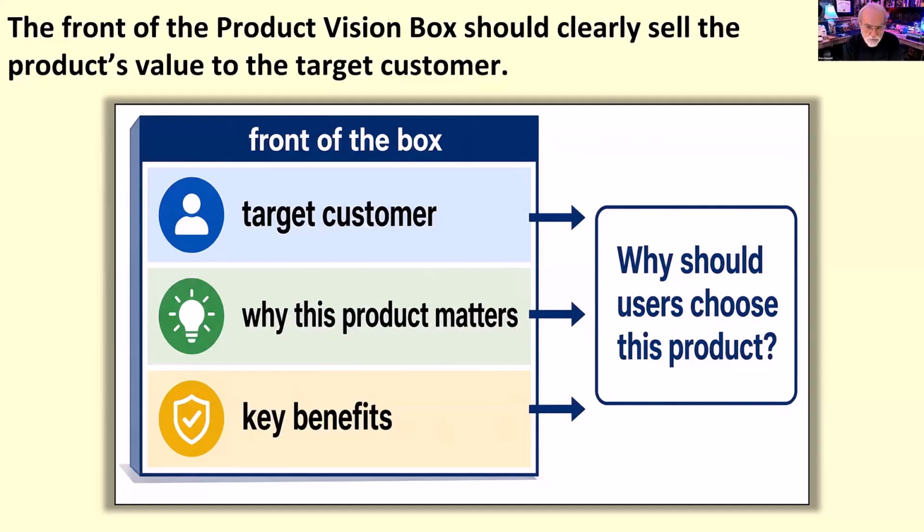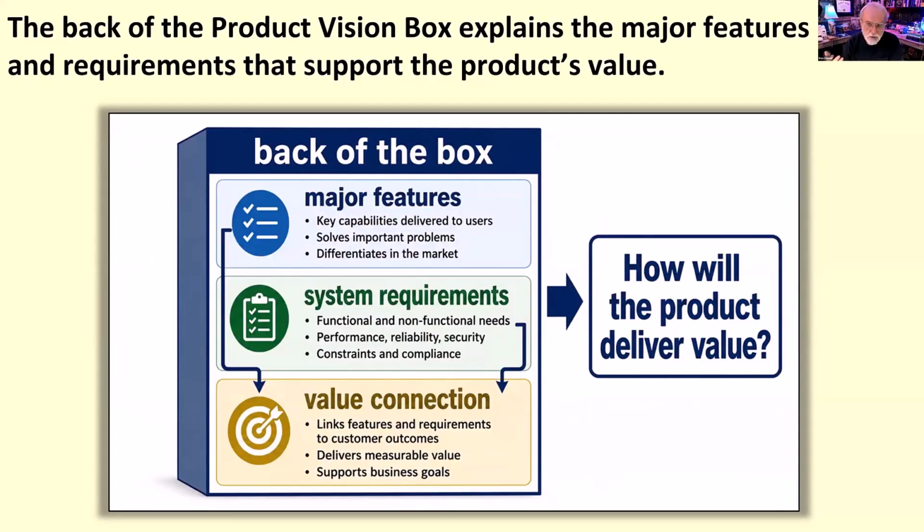And this connects to the Envision phase because the team is here continuing to refine the product vision and clarifying what the project is trying to deliver, what the delivery expectations are. The back of the box explains major features and requirements that support the product's value. So the back of the product vision box moves from the why to the what. And here we describe the major features of the system and its requirements. Those are the things that make the product useful.